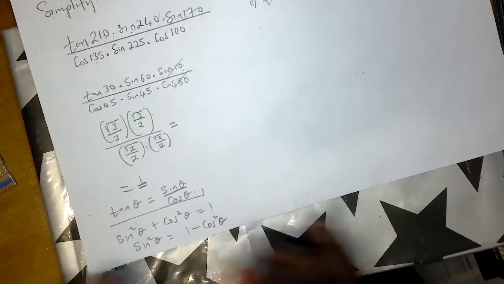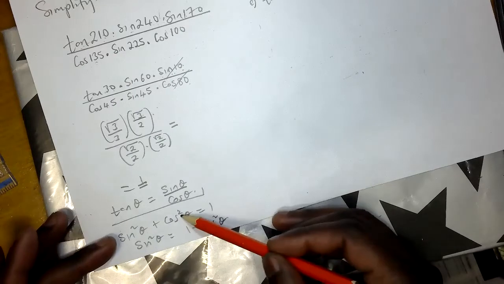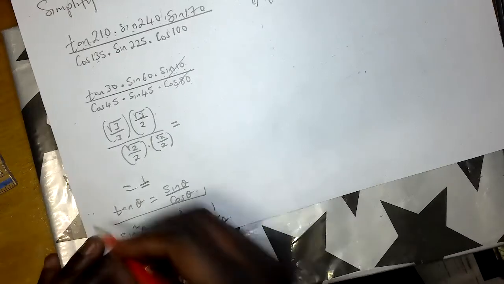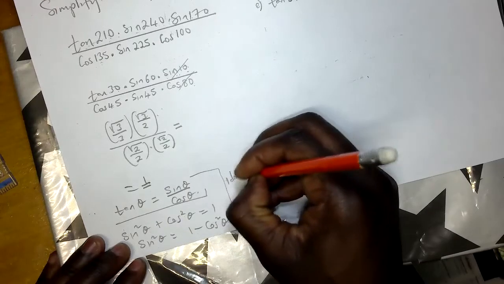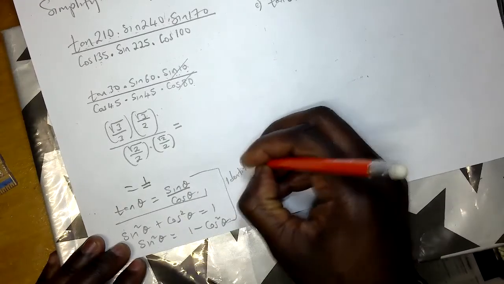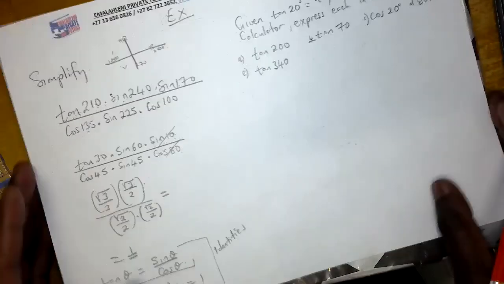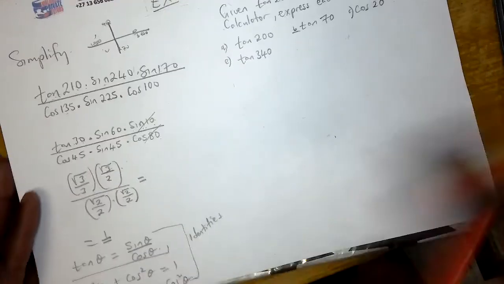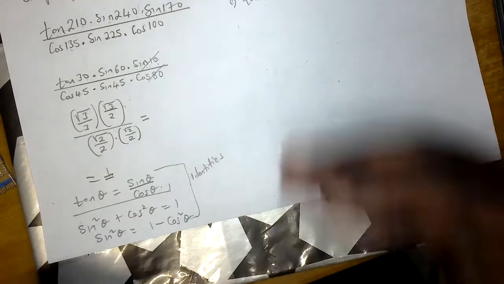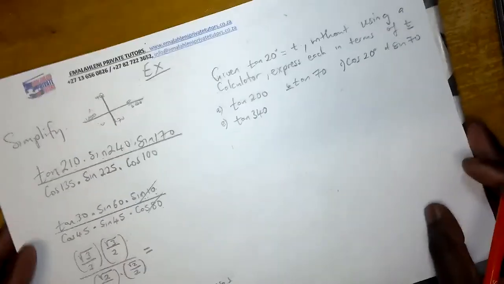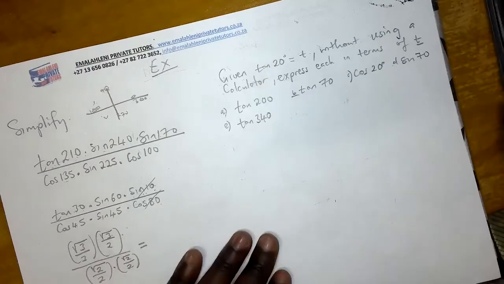So these are, and also cos squared theta is equal to 1 minus sine squared theta. But these are identities that you must master. You must use them, especially when you are dealing with proving identities. Where you see tan, please express it as sine over cos so that you don't have a problem. Now, let's have another question here.